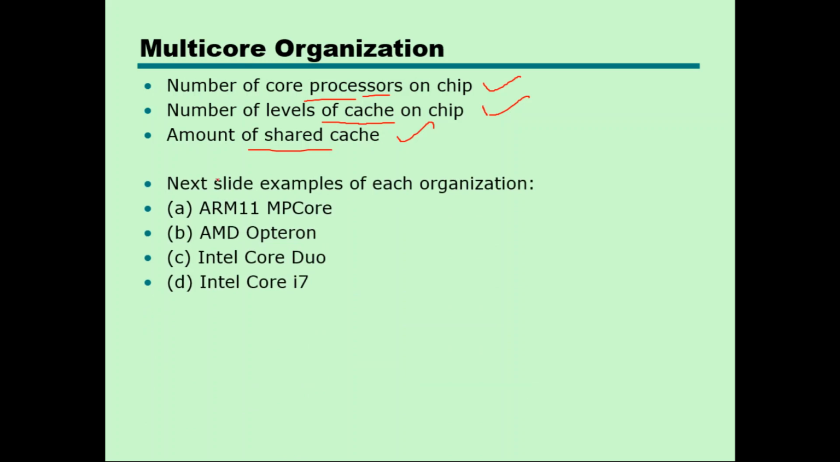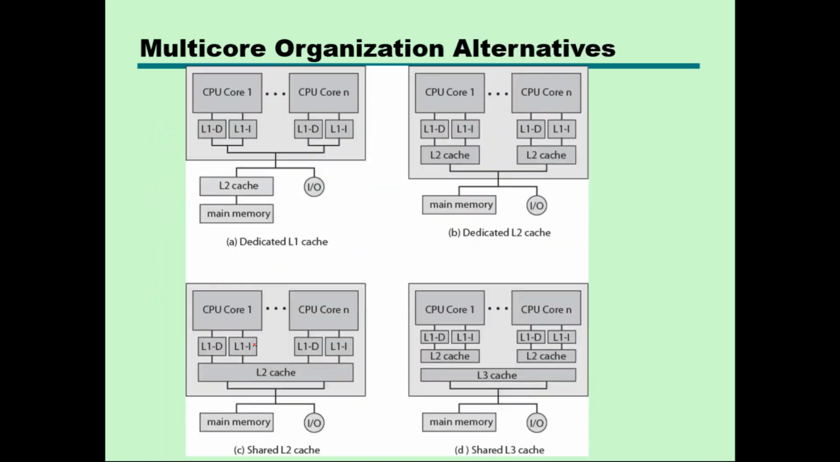These are some example processors which use multi-cores: ARM11 MPCore, AMD Opteron, Intel Core Duo, Intel Core i7. All these are multi-core processors. Now let us see the different organizations. This diagram shows the various organizations. The first one is a dedicated L1 cache.